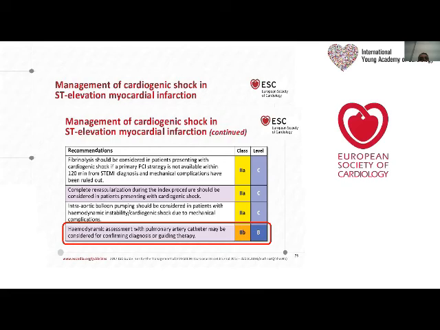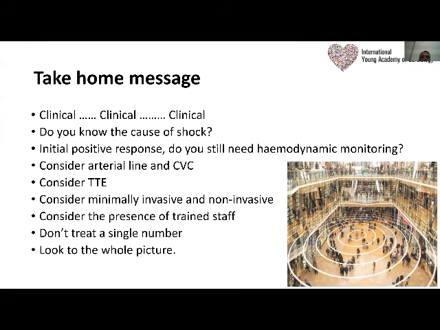So, take-home message: start with the clinical, do an intervention, then start with the clinical again. So: examination, intervention, reassessment, intervention, and reassessment. The clinical reassessment is very important. You should know the cause of shock, and whether it is a single type of shock, for example cardiogenic or septic alone, or a mixed shock, because the treatment will not be the same. If the patient showed an initial positive response, rethink the need for hemodynamic monitoring. You can start with an arterial line and central venous line.